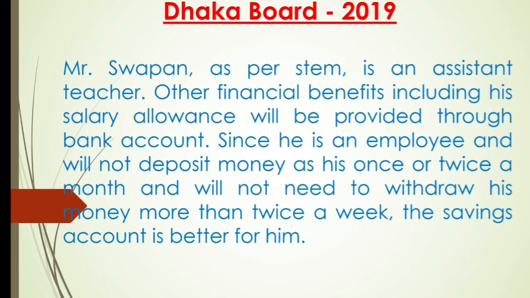Mr. Shopon, as per STEM, is an assistant teacher. Other financial benefits including his salary and allowance will be provided through a bank account, since he is an employee and will not deposit money more than once or twice a month and will not need to draw his money more than twice a week. The savings account is better for him.